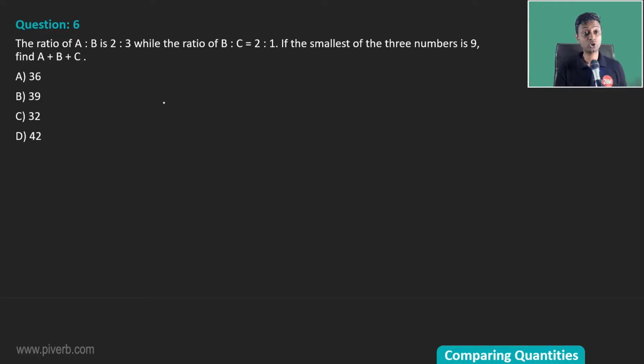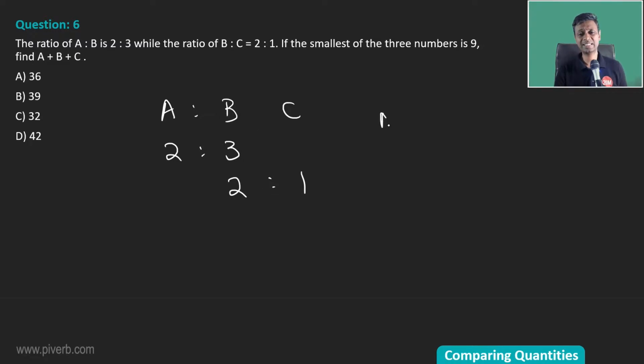The ratio of A to B is 2 to 3. The ratio of B to C is 2 to 1. The smallest of the three numbers is 9.